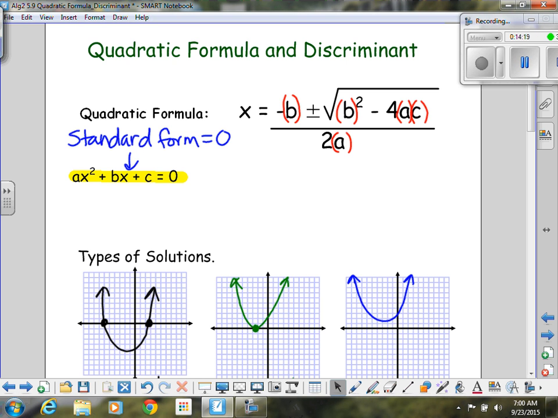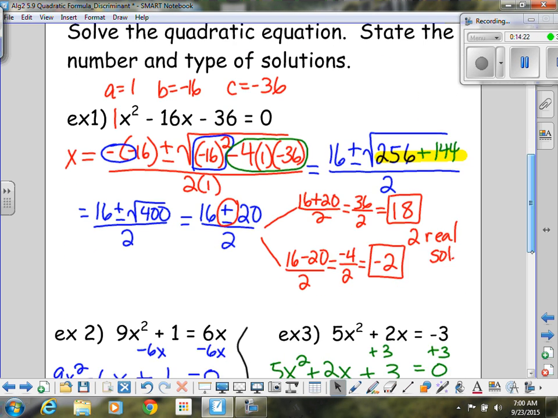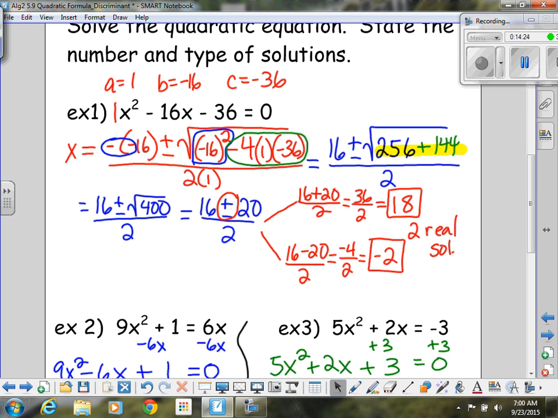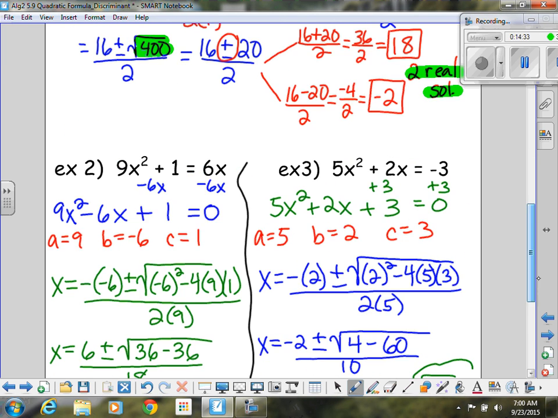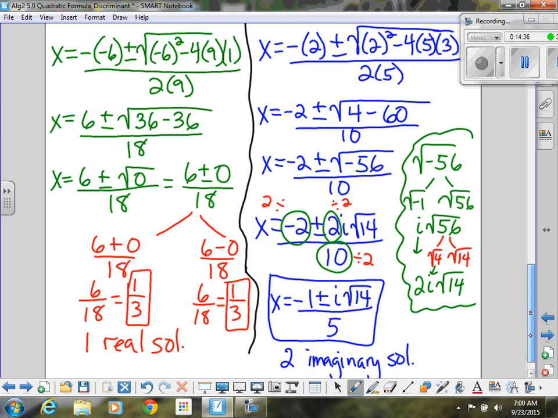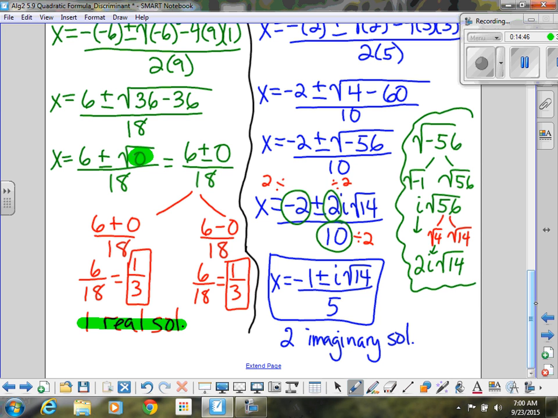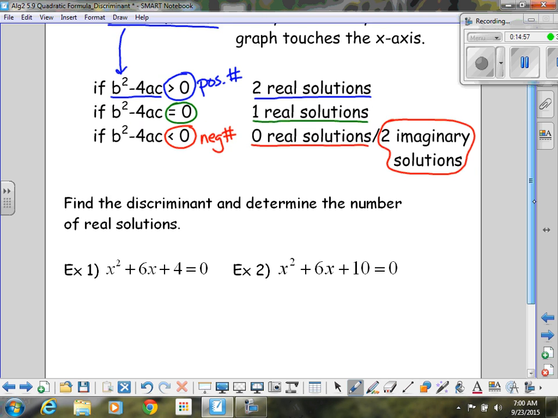I want you to look back at the 3 examples we just did. In that first example, notice the number underneath the square root was right here. 400. 400 was a positive number, and we got two real solutions. In the second example, the number underneath our square root was 0, and that meant that we had one real solution. And then the number underneath the square root in the last one, negative 56, was a negative number, and that's why we ended up getting two imaginary solutions. So that's how the discriminant works. It's just looking at that number underneath the square root.